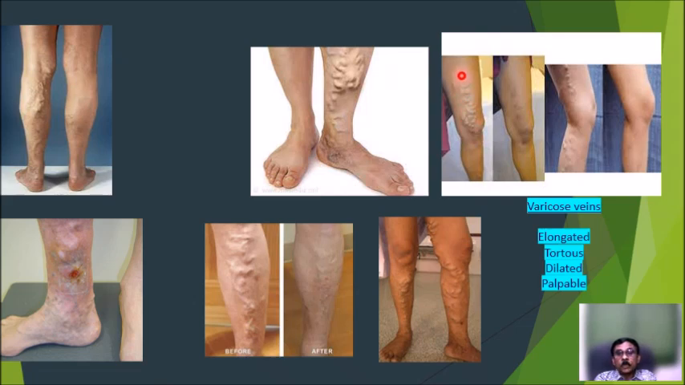Okay, here we have a patient with chronic ulceration, with lipodermatosclerosis, and a lot of eczema around it. Okay, this is a long saphenous vein over the leg. This is before treatment, and this is after treatment. Okay, these are gross varicose veins.